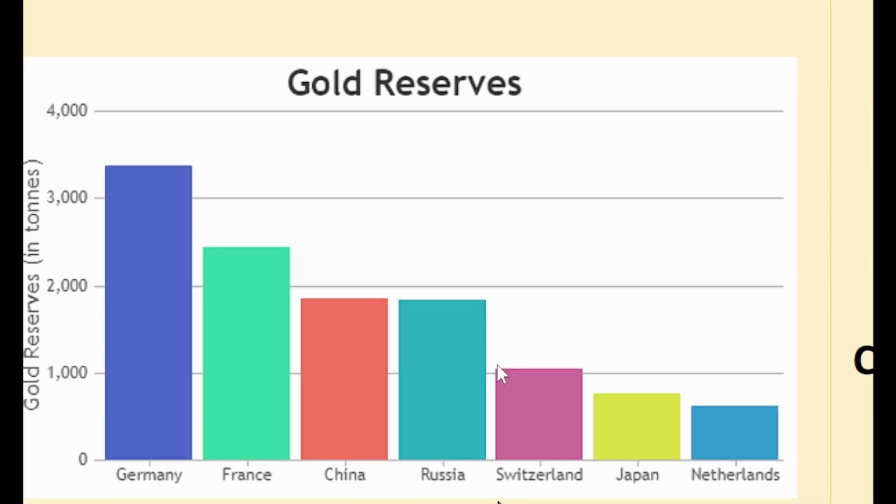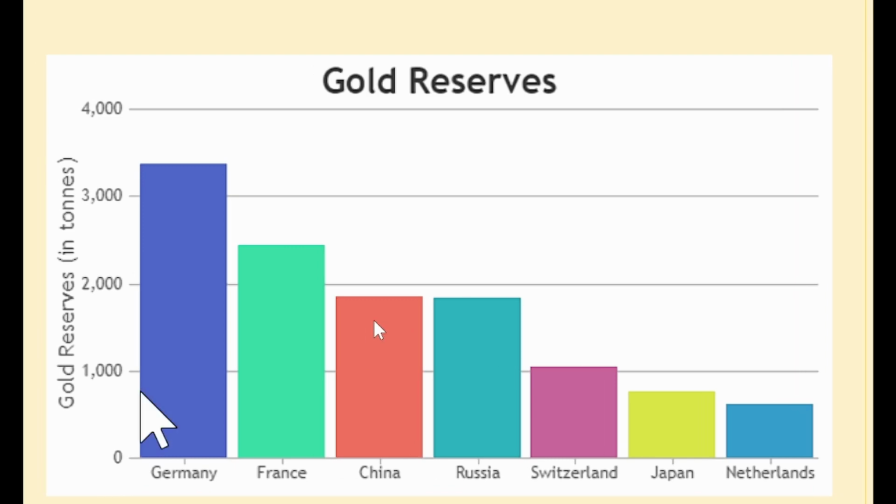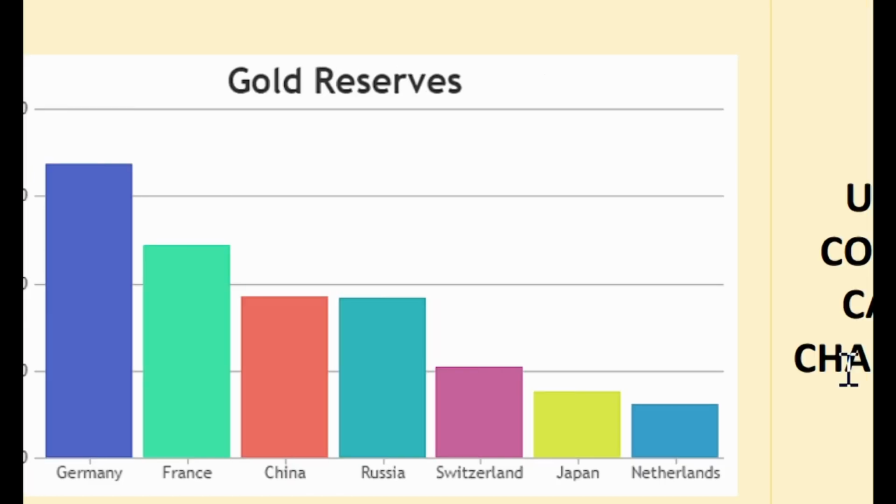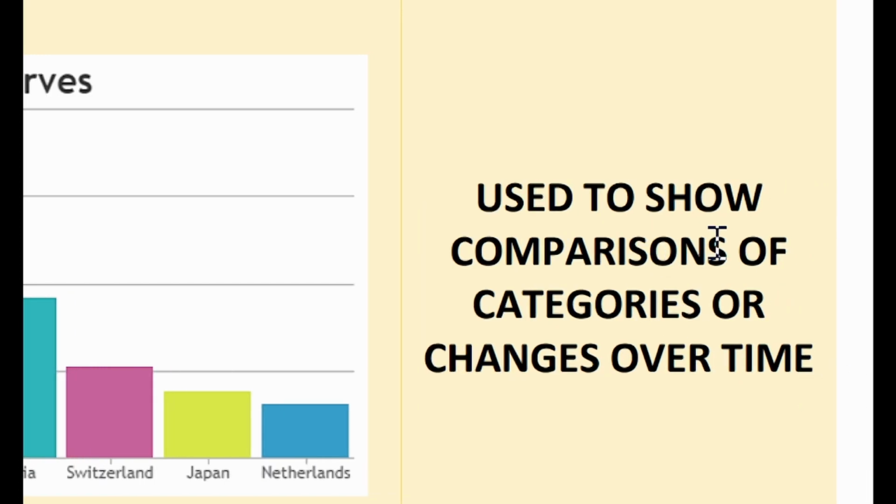We are not saying this is true or this is real. We are just telling you how column charts can be used to compare things. Now we know Germany and Japan, they are not the same, right? When it comes to gold reserves. So the column chart has been used to compare. So whenever you want to make comparisons of items, you can use this. You can also use this to find changes over time.